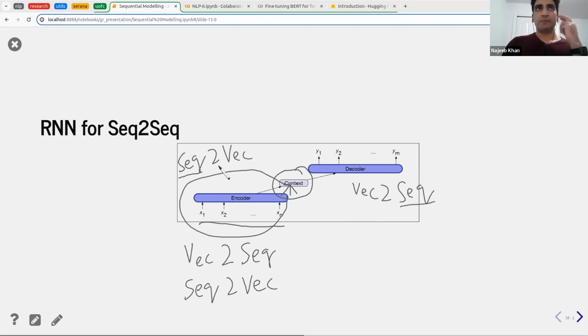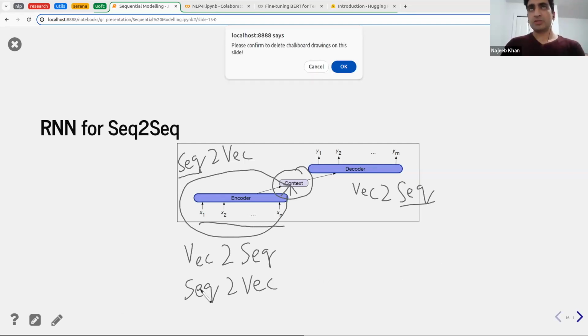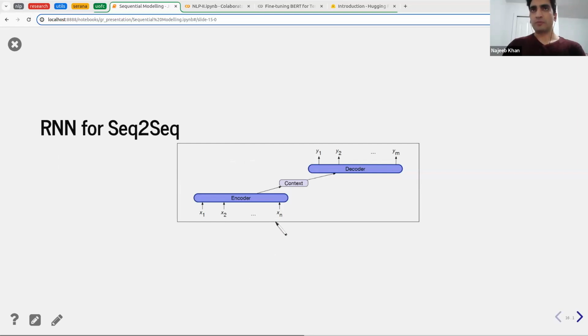So this was the dominant approach used in machine translation, text summarization, or even speech recognition. So input might be speech and output might be text, things like that. So this has a few limitations.